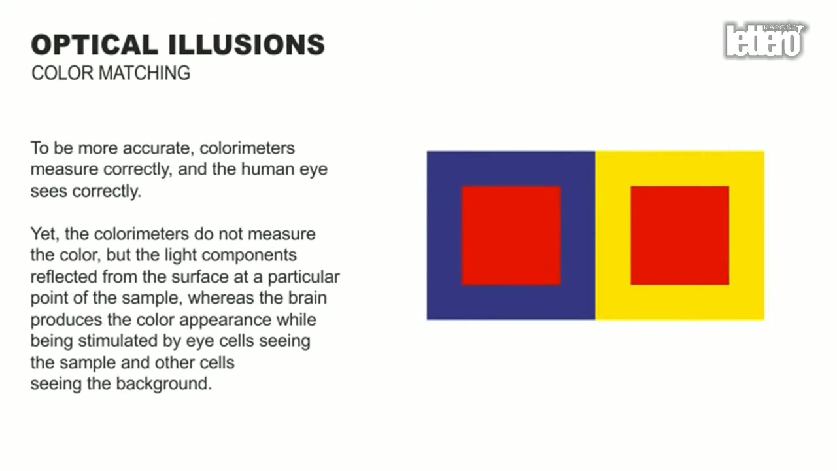More precisely speaking, colorimeters measure correctly and the human eye sees correctly. However, colorimeters do not measure colour itself, but the light components reflected from the surface at a particular point of the sample. The brain, on the other hand, produces a colour sensation while being stimulated by the eye cells that see the sample and the other cells that see the background.